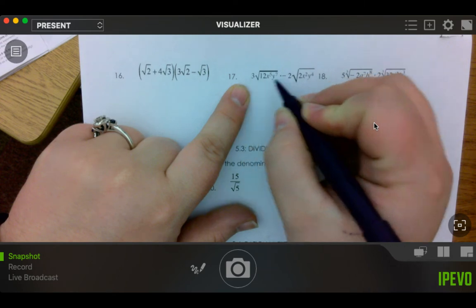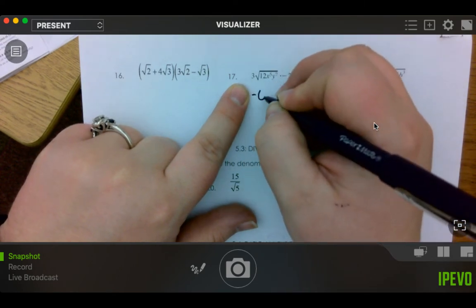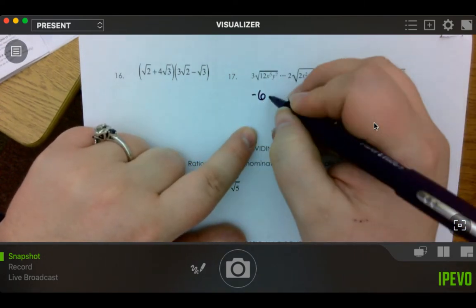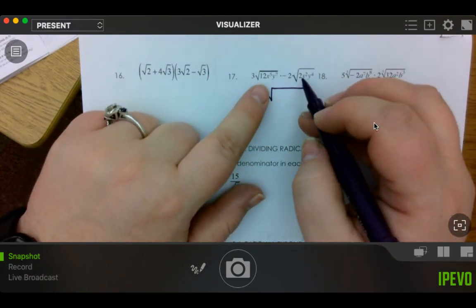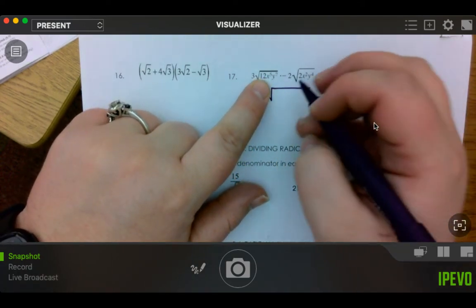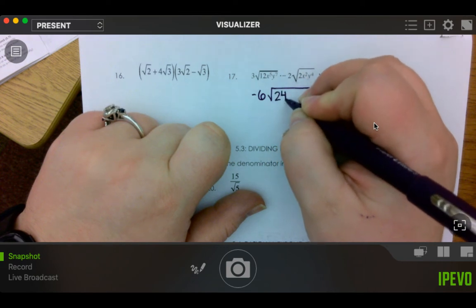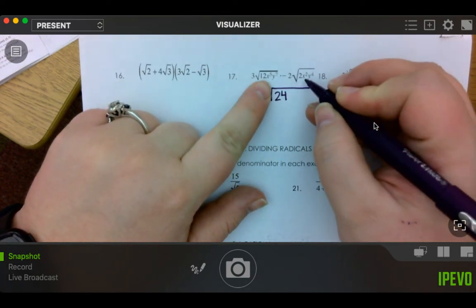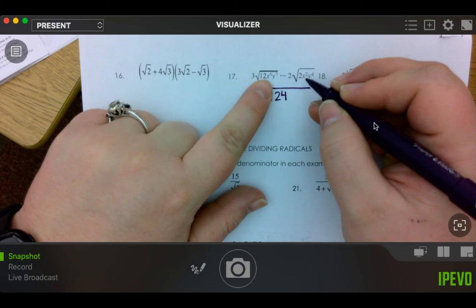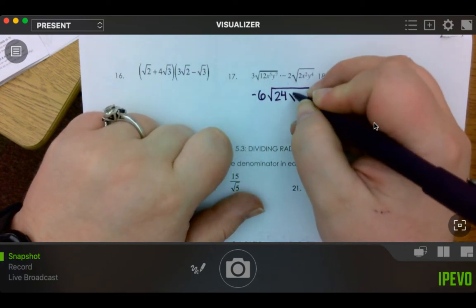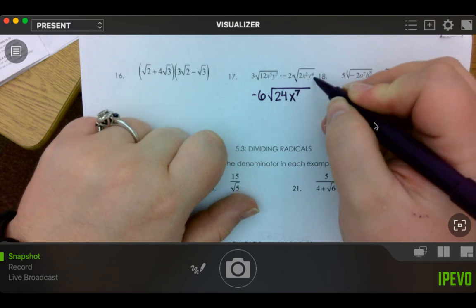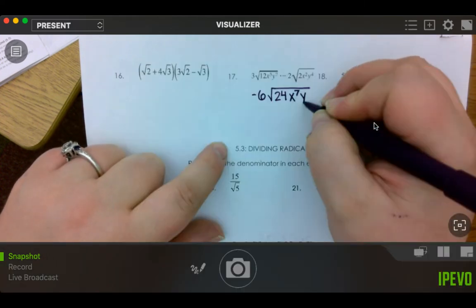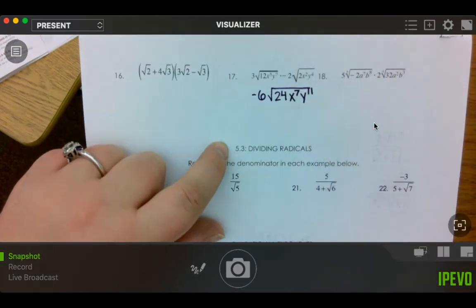So that's going to be 3 times -2, -6, square root. And inside, 12 times 2 is 24. X to the 5th times x squared means you add these two exponents. That's going to make x to the 7th. Y to the 7th times y to the 4th. 7 and 4 makes 11.